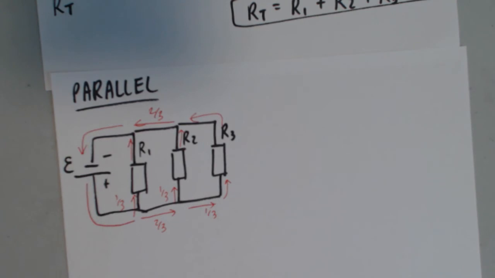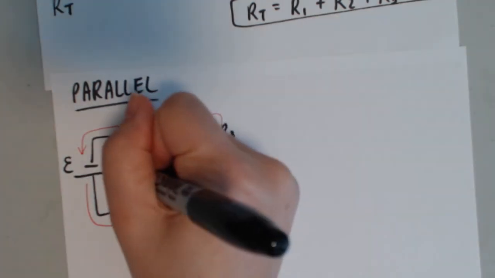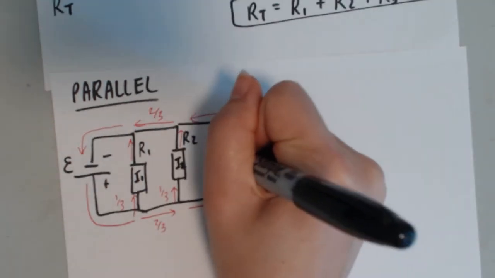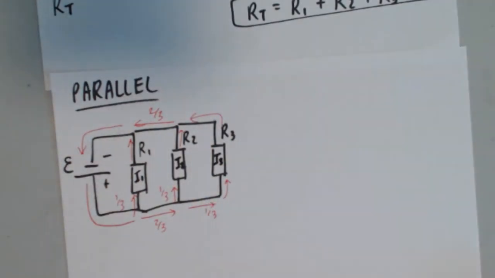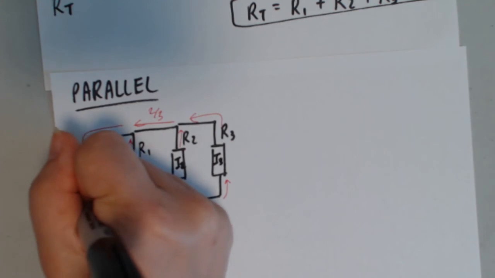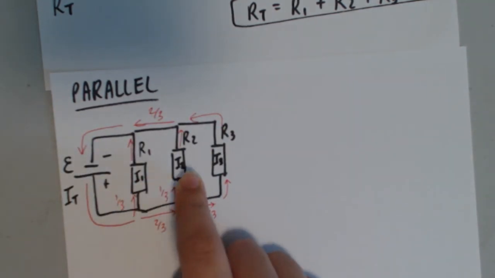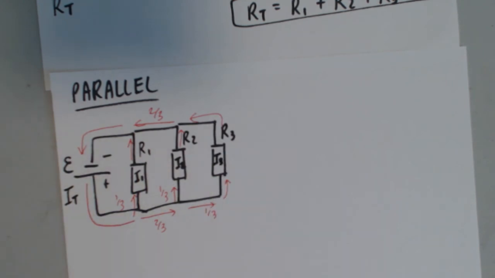So what that means is if you call the current going through R1, I1, and the current going through R2, I2, and the current going through R3, I3, and the current going through the battery, I total, I can see that only part of it goes through I1, part of it goes through I2, part of it goes through I3. And let me just be very clear.